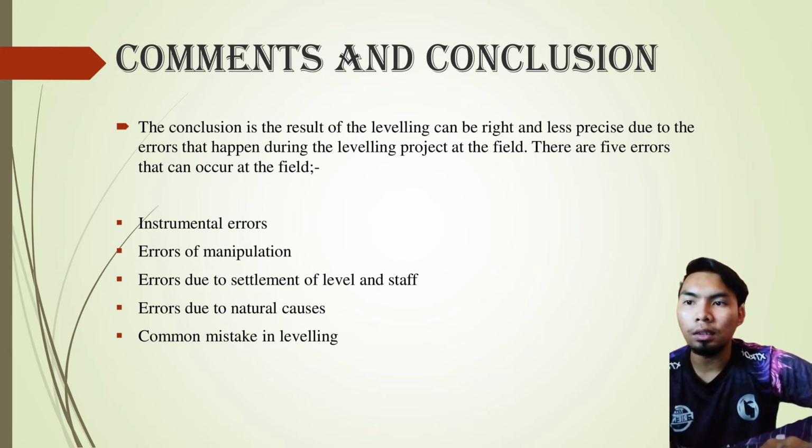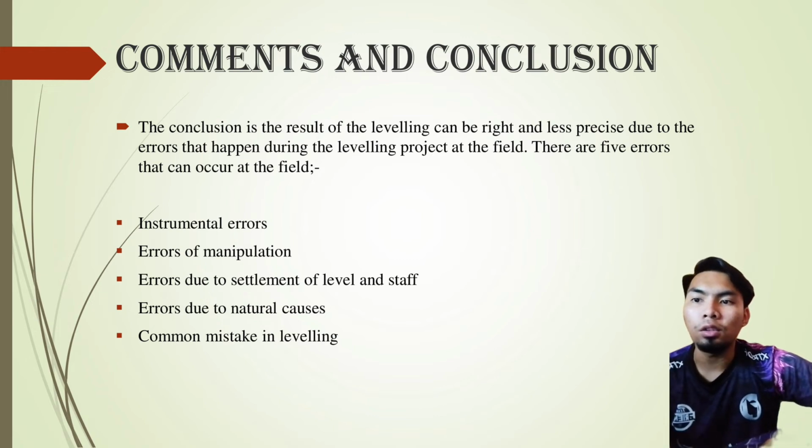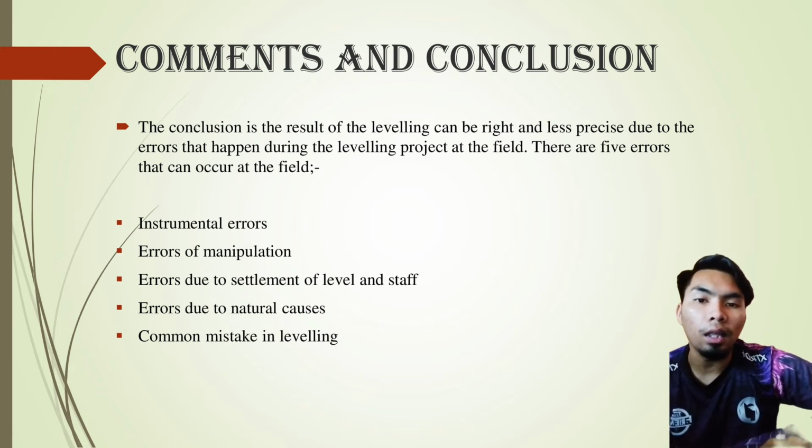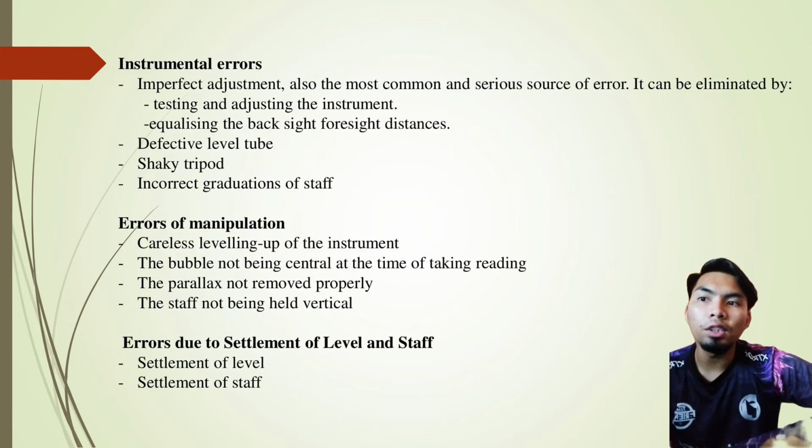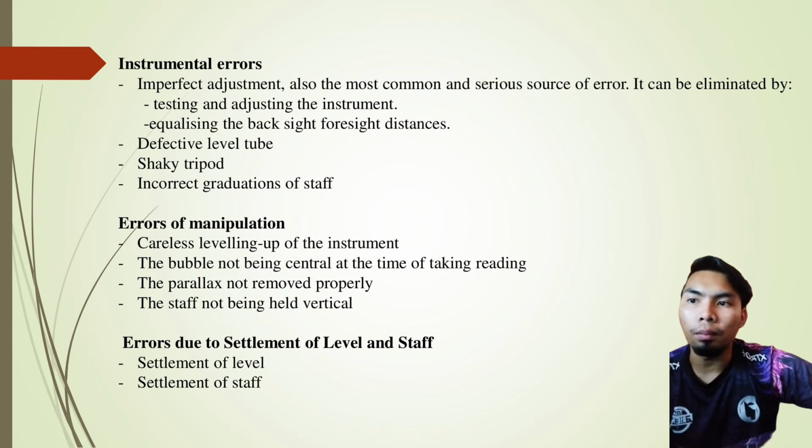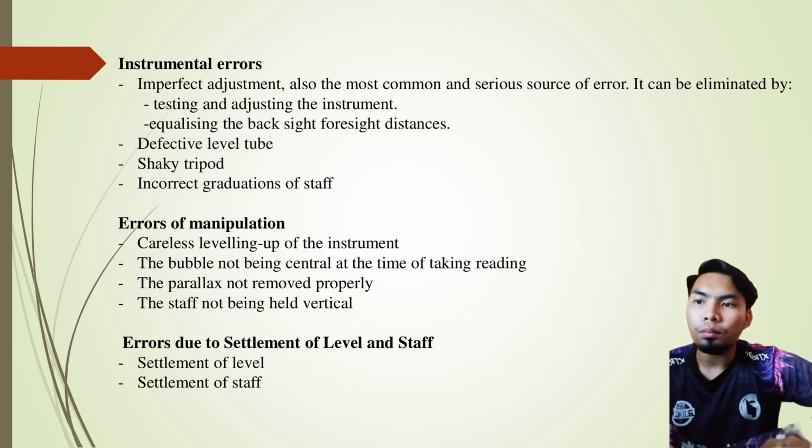First, instrumental errors, errors of manipulation, errors due to settlement of level and staff, errors due to natural causes, and common mistakes in leveling. Instrumental errors: imperfect adjustment is also the most common and serious source of error. It can be eliminated by testing and adjusting the instrument, and by equalizing the backsight and foresight distances. Others are a defective level tube, shaky tripod, and incorrect graduation of staff.